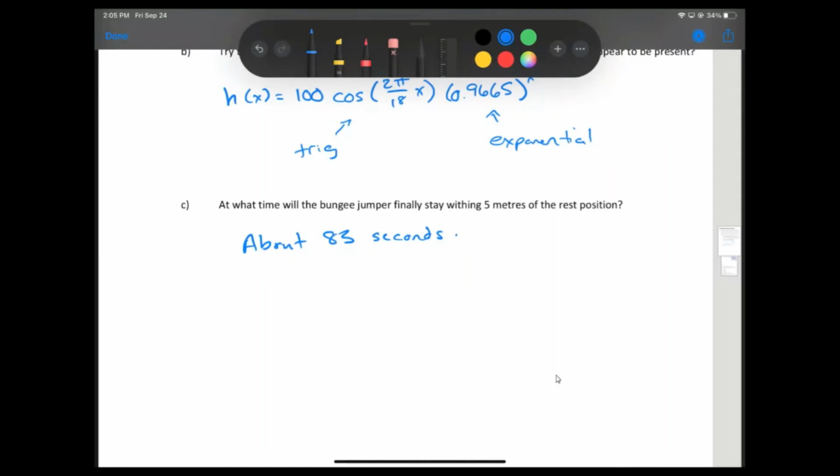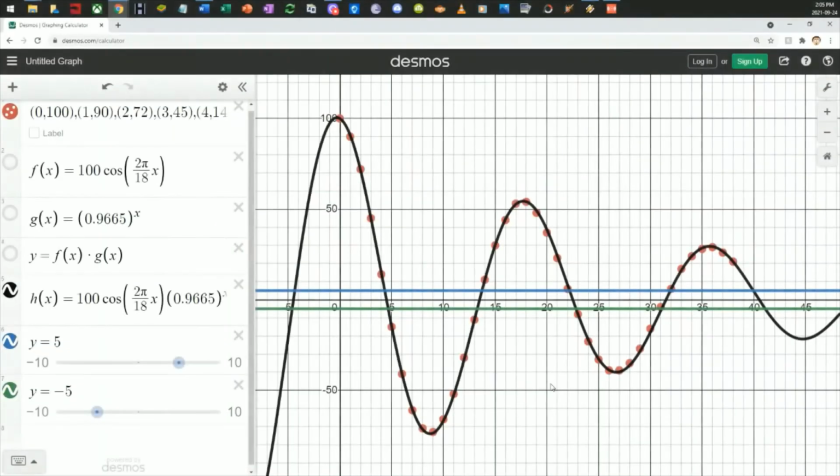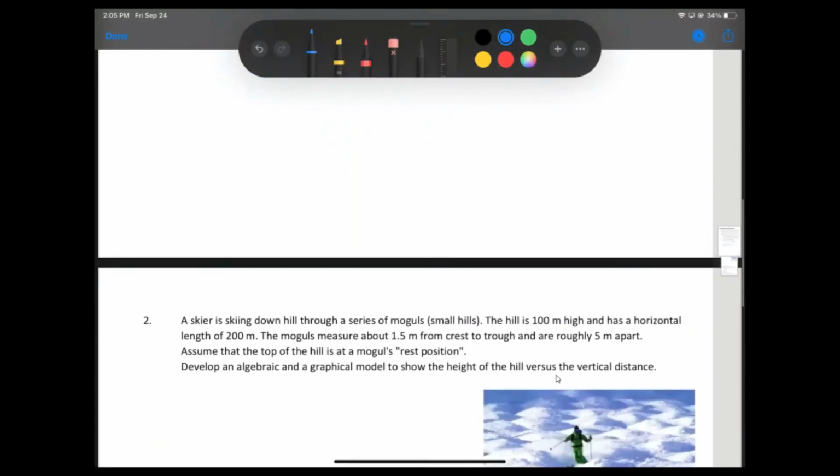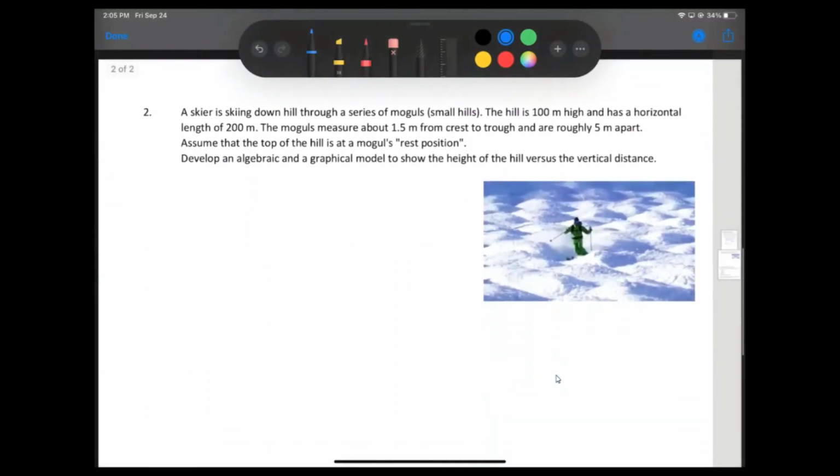Now let's try something slightly different. Or, yeah, let's go to the next question. A skier is skiing down a hill through a series of moguls. For those who don't know, I put a picture there. A mogul's like these little bump hills so that they're kind of like going bump, bump, bump, bump, bump all the way down. I know that you can't see what I'm actually doing with my hands, but they're going bump, bump, bump, bump all the way down.